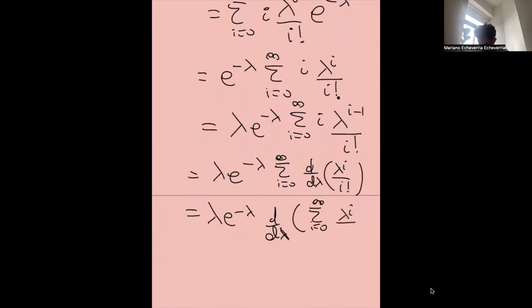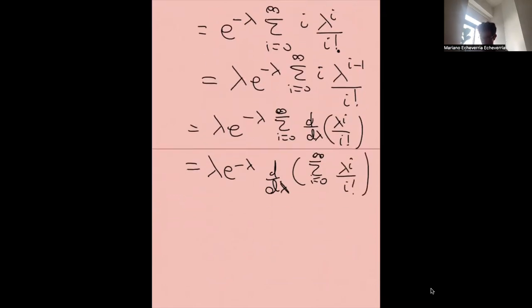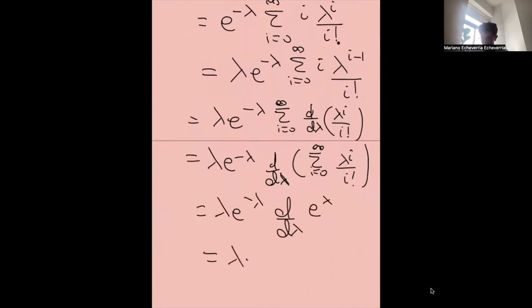Lambda to the i over i factorial. Okay, and then this is, yes, oh, I really like this trick. It's one of my favorite ones. The derivative of the exponential is itself. And you should get lambda. And that's right. That's what's supposed to happen. So yeah, this is a fun, useful trick.